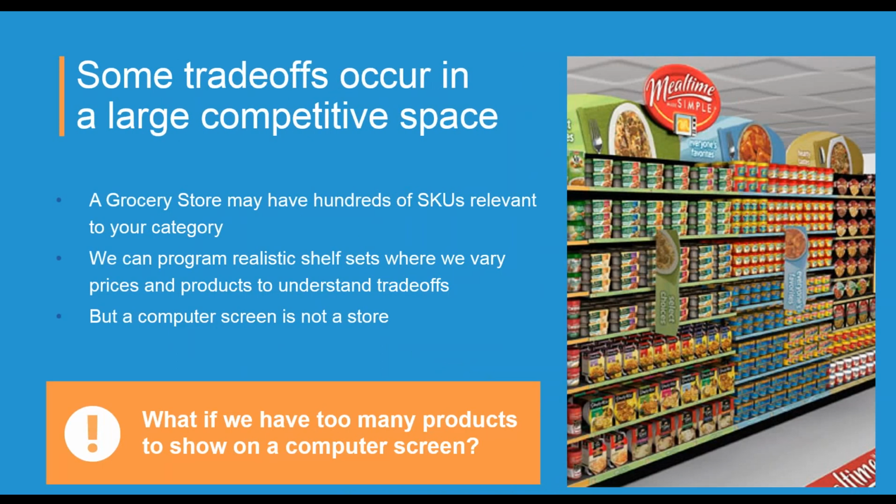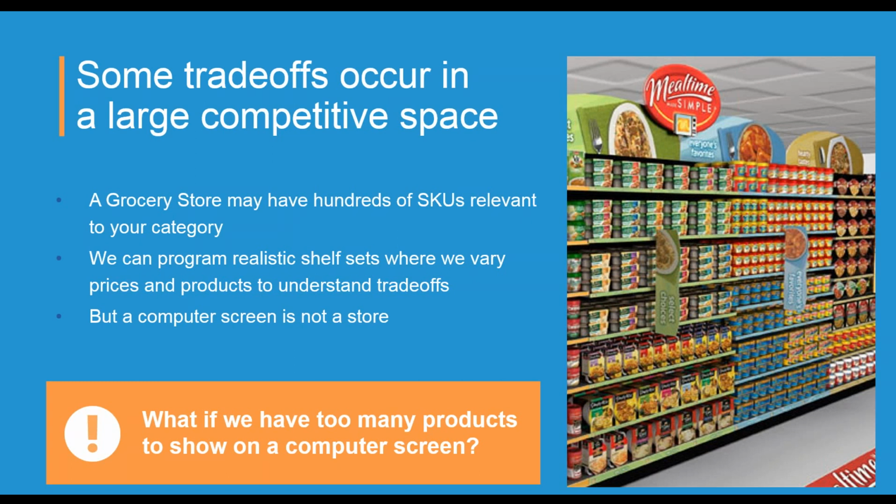Well, some trade-offs, and here's where the fun starts, occur in a large competitive space. So a grocery store may have hundreds of SKUs that are relevant to a category. On the picture you see an example of soups. It's going to be an easy exercise with just 3 soups on the market, but apparently there are hundreds and hundreds of SKUs just concerning soups.